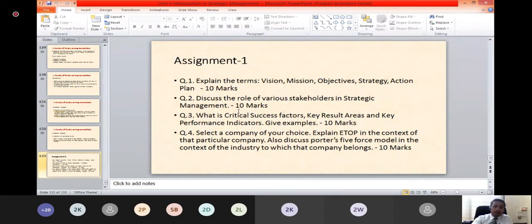And fourth is select a company of your choice. You can select any company which you are aware of and then prepare an ETOP in the context of that particular company. Also discuss the 5 force model in the context of the particular industry to which whatever company you have selected belongs. So all these 4 questions I have given for your exercise. Do you have any query in these questions which are given for assignment?